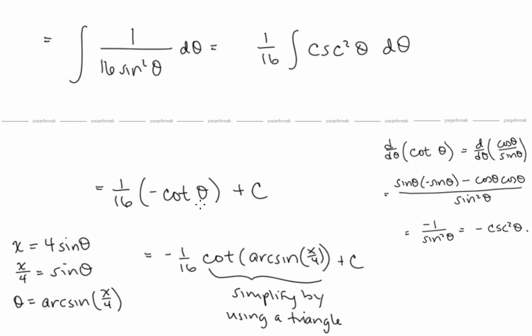So now we just need to simplify and write our answer back in terms of x. Now we can write this back in terms of x by solving for theta. If we have x equals 4 sine theta, then x over 4 is equal to sine theta, and theta is equal to arcsine of x over 4. So we can write it this way. But we definitely need to simplify this.